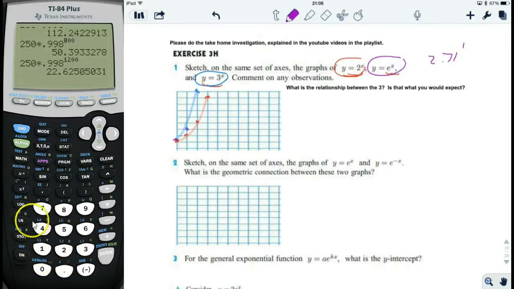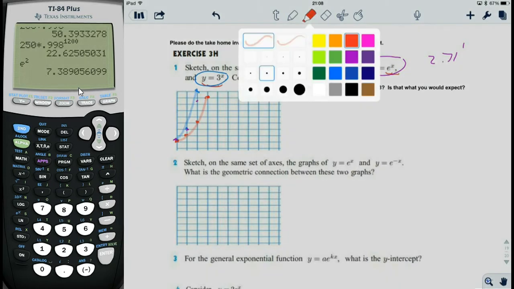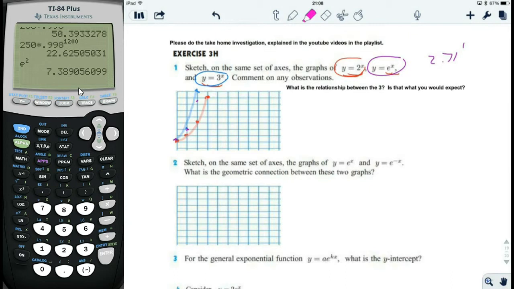Oh, there it is. You go second, e to the x. Okay, and then I put 2 because I want e squared. E squared is equal to 7.38. So (2, 7.38) is right there. Now you're starting to see a pattern here. Okay, now let's draw the graph of e to the x.